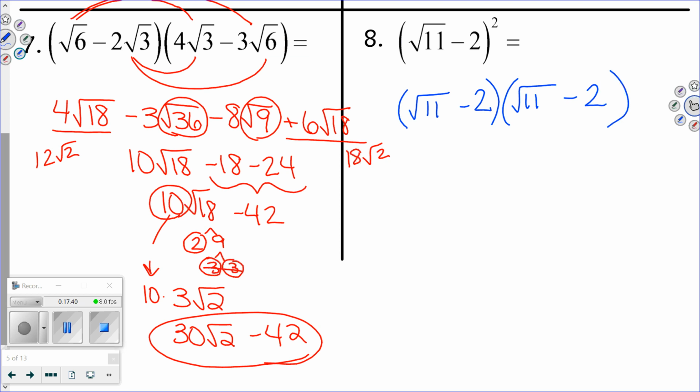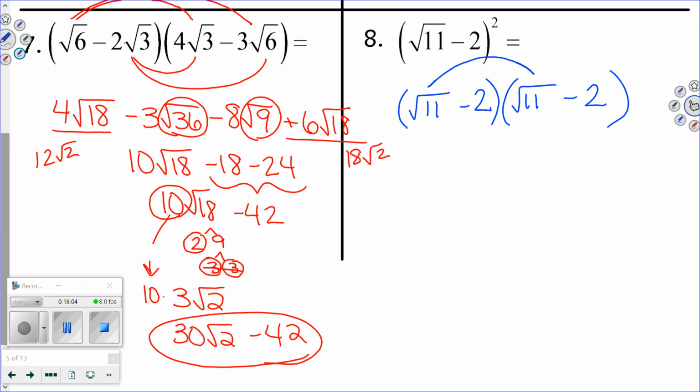Every year, people try to distribute the square inside. You cannot distribute an exponent into a parenthesis that has a plus or a minus sign. Because to square something means to multiply it by itself. Okay, so we have to literally multiply that by itself. Right? Now it's just like every other problem that we've done.